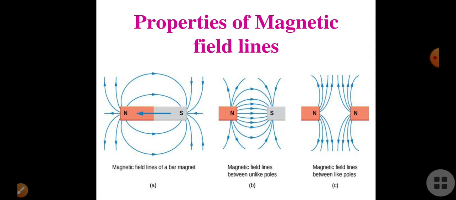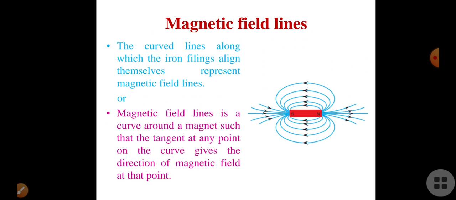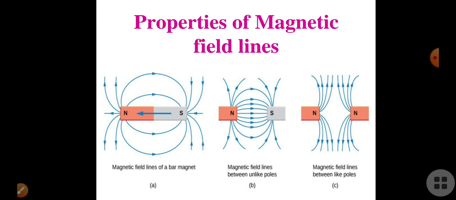Now, properties of magnetic field lines. We discussed some properties in this diagram only, and now we are going to discuss them in detail. In this figure, you can see in A the magnetic field lines of a bar magnet. Outside the magnet, they go from north to south, and this arrow shows the direction of magnetic field lines inside the magnet. It is going from south to north.